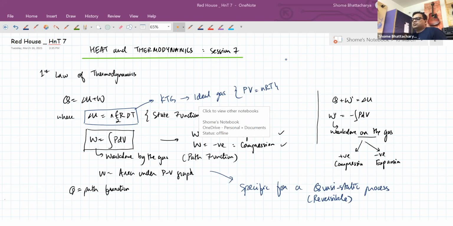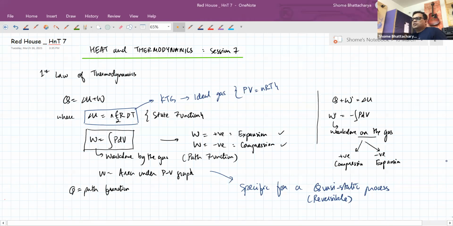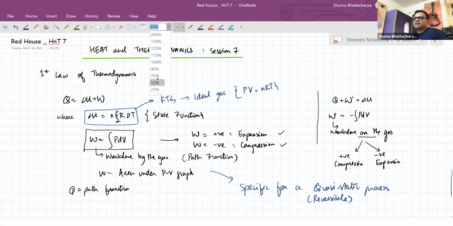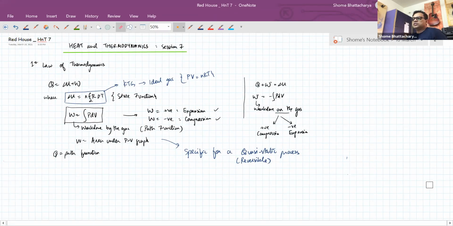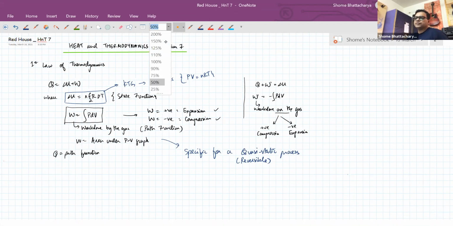Right. So Q also becomes a path function accordingly. We had seen an example of this application last time where we saw that we can calculate the work done by the area under the graph. We can calculate delta U by formula because it's a state function. And then we can use the formula of the first law of thermodynamics, that is Q is delta U plus W, to calculate the net heat. So that all we have seen.